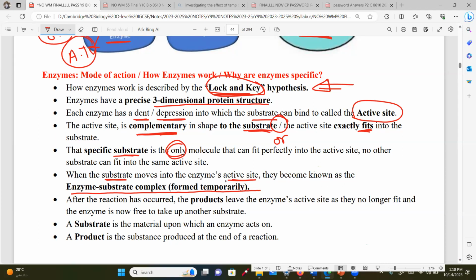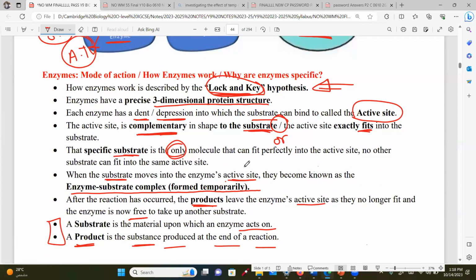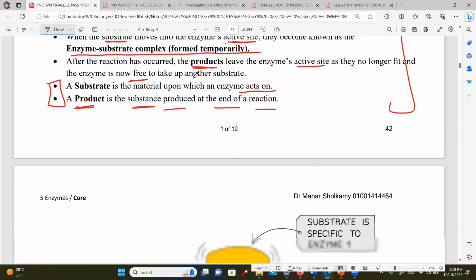When the substrate moves into the active site, they become known as the enzyme substrate complex that is formed temporarily. After the reaction, the products will leave the enzyme's active site as they no longer fit, and the enzyme is now free to take up another substrate. What is a substrate and what is a product? A substrate is the material upon which an enzyme acts, and the product is the substance produced at the end of the reaction. Any question in what we said? I read it with you word by word. Is everything clear? Okay, no one raised their hand.